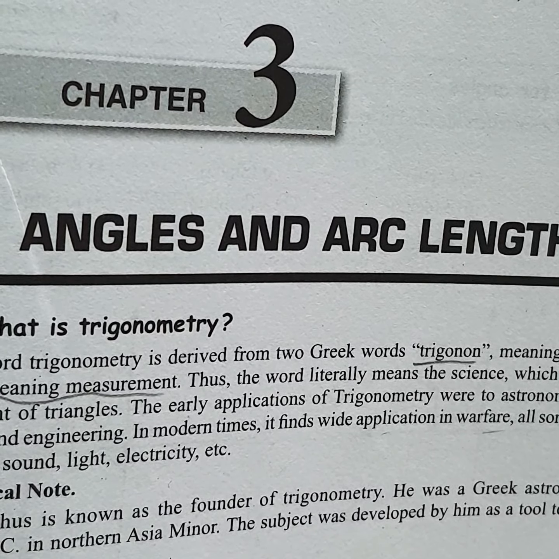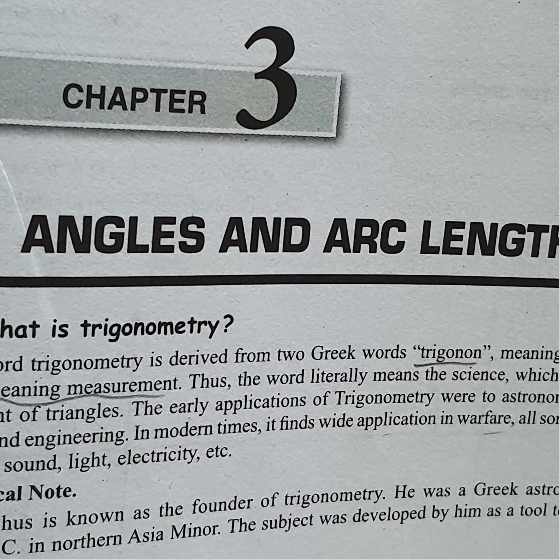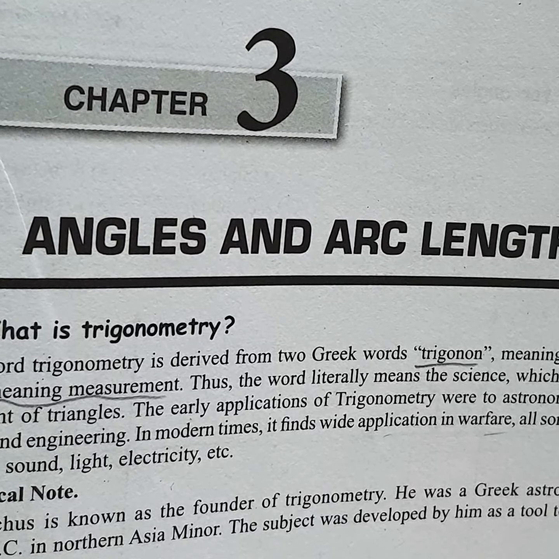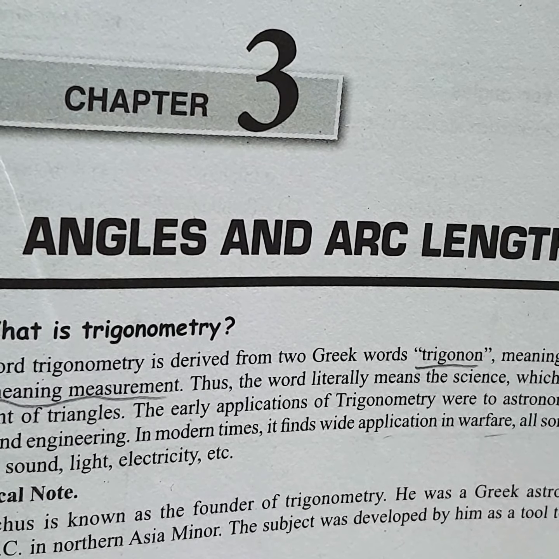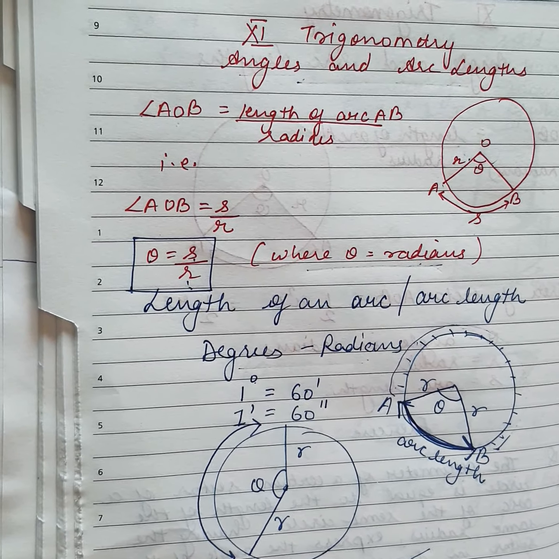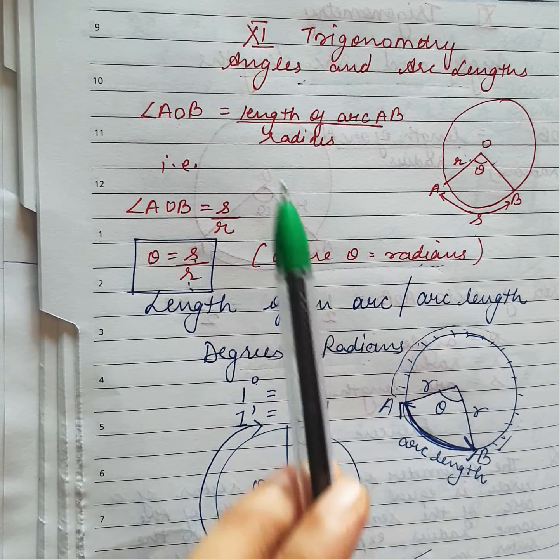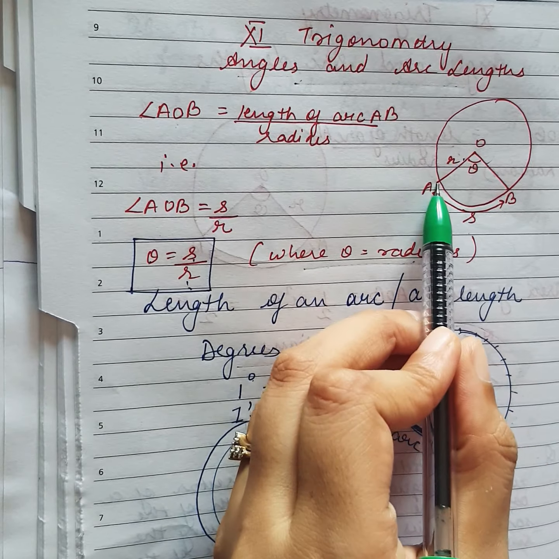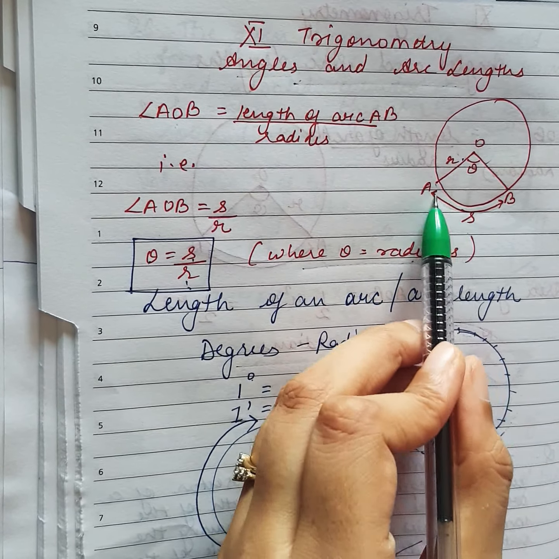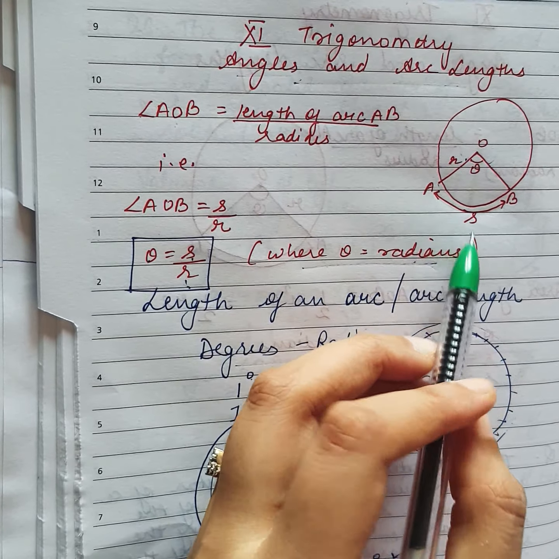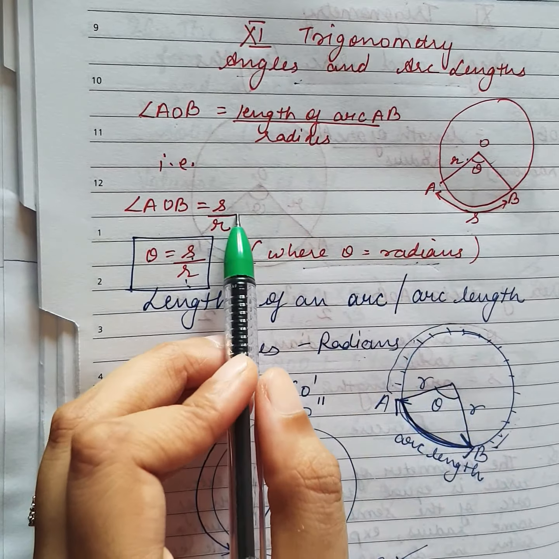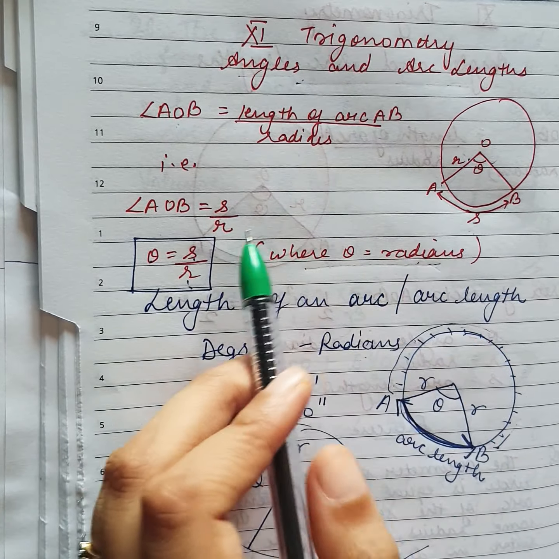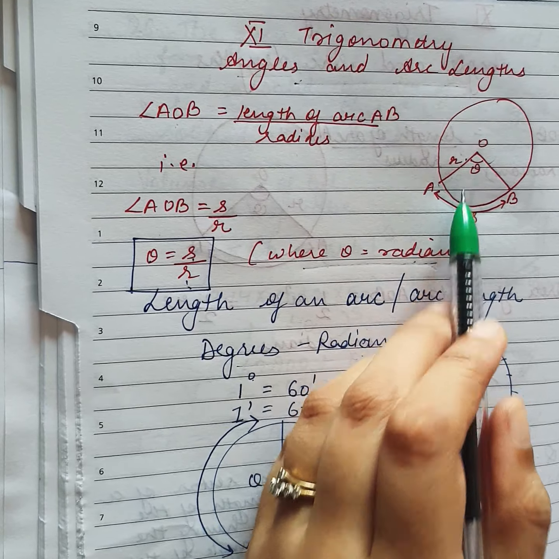Hello students, continuing trigonometry class 11th, the topic is angles and arc length. So in previous videos we have discussed angles and arc length both. Arc length is basically the part of circumference. This length of the circumference is known as arc length, denoted by symbol S. Radius of the circle is R, theta should be in radians.